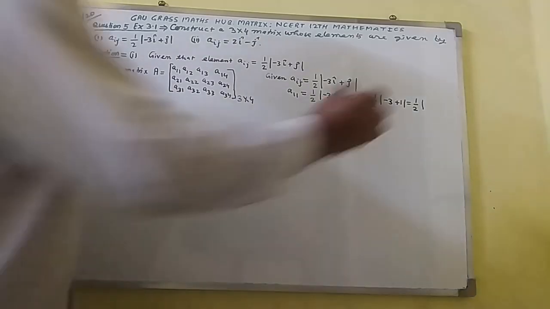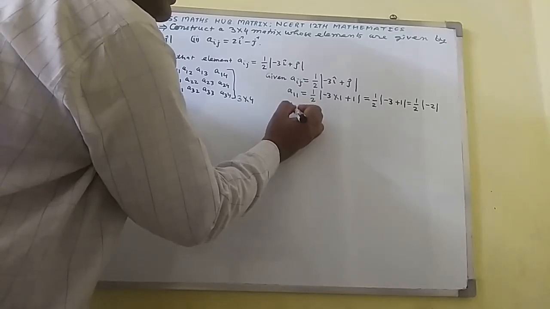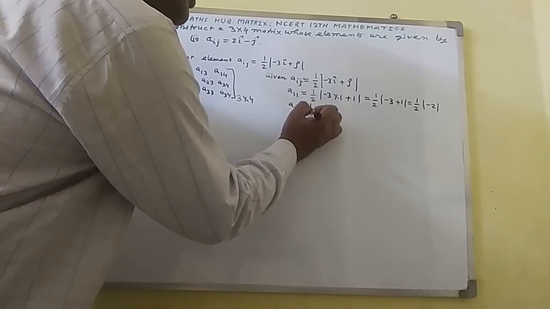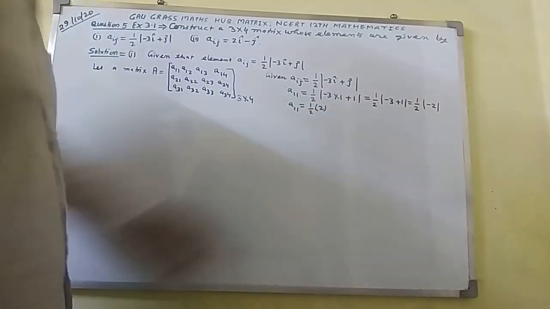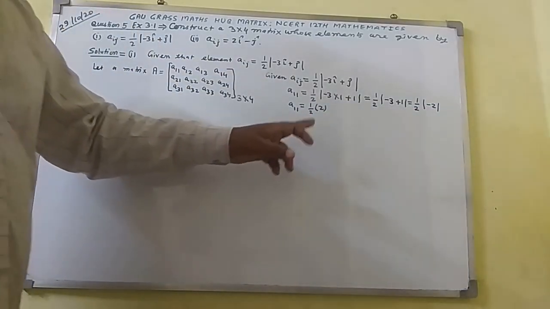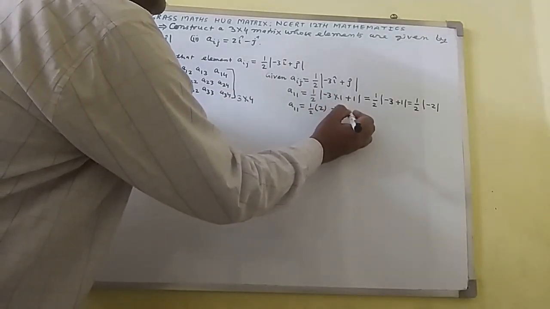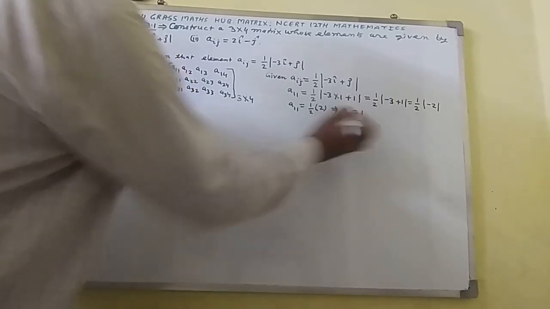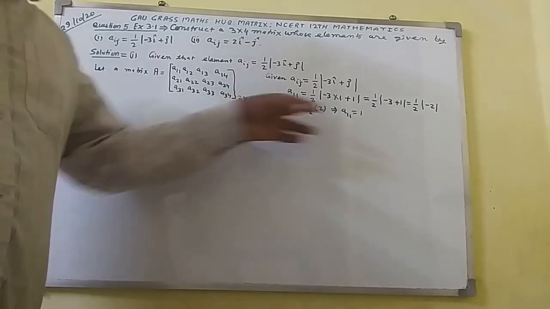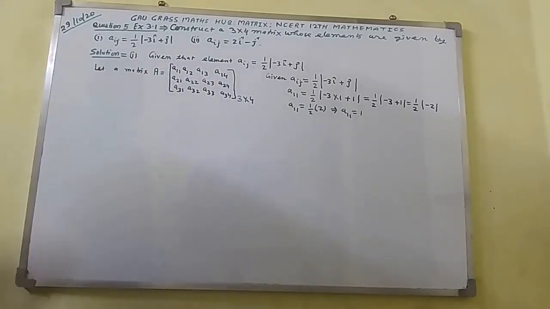Minus 3 plus 1 comes out to minus 2, mod. So you will get A11 equal to 1/2 in bracket 2, because here you can see mod minus 2 comes out to be 2. So it implies that A11 equals 1. The value of A11 you have got as output is 1. So in place of this one I shall write 1.